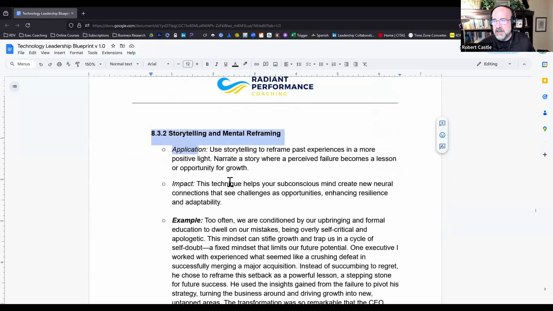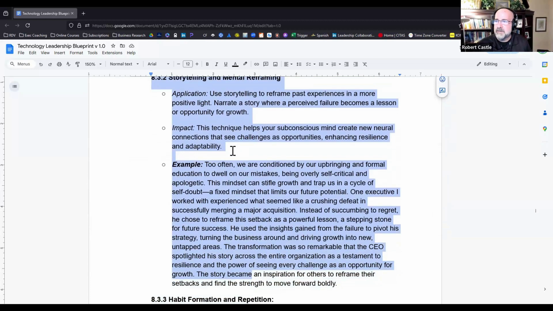Here's another technique: storytelling and mental reframing. You can use storytelling to reframe past experiences in a more positive light. Narrate a story where a perceived failure becomes a lesson or an opportunity for growth. The impact of this technique is it helps your subconscious mind create new neural connections that see challenges as opportunities, enhancing your resilience and adaptability.